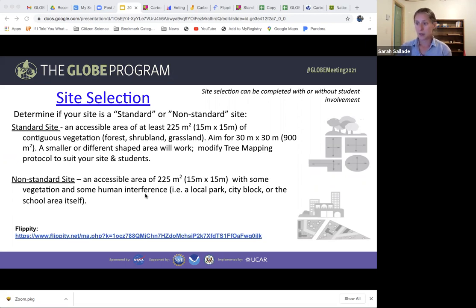So we're going to take a moment here. Jen's going to put the Flippity link into the chat, and you can click over there and do a quick little activity on standard versus non-standard. You're going to move the pieces around to make sure you understand what the different sites contain. And then we're going to think a little bit about your own sites and talk about our example site for today. So put the link in your browser and head over to Flippity.